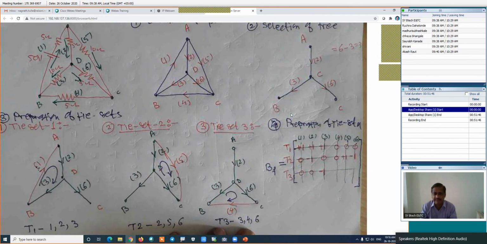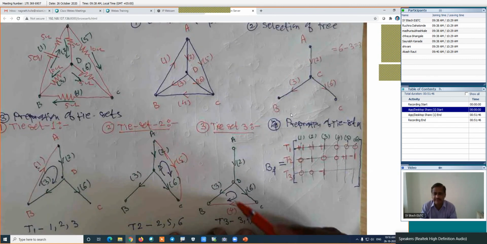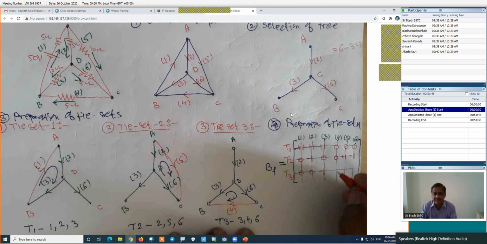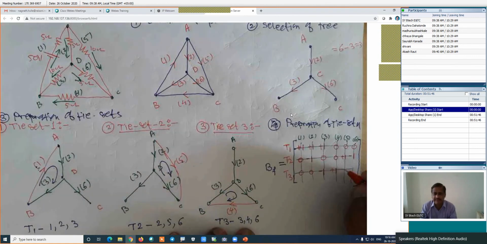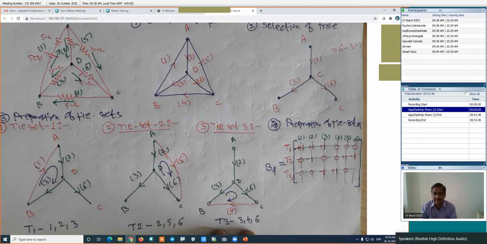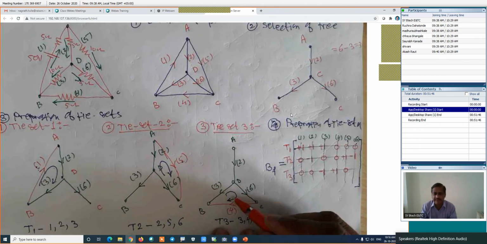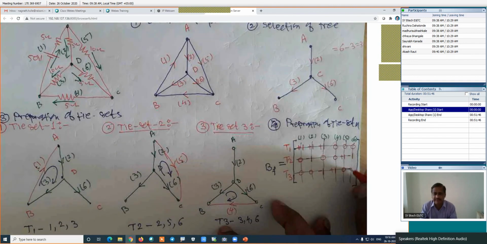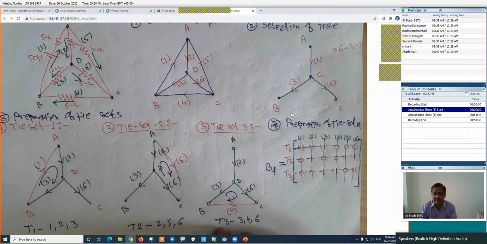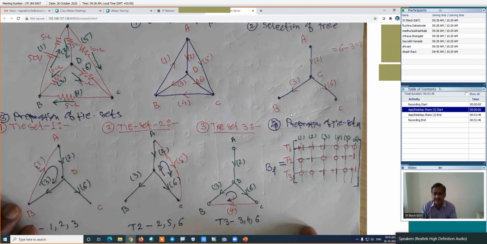For branch number 4, both directions are same, that's why its entry is +1. Branch number 5 is not part of this particular loop, that's why its entry will be 0. And finally, for branch number 6, its direction is same as this direction. Both directions are same. That's why its entry is +1. And this is the preparation of the tie set matrix.